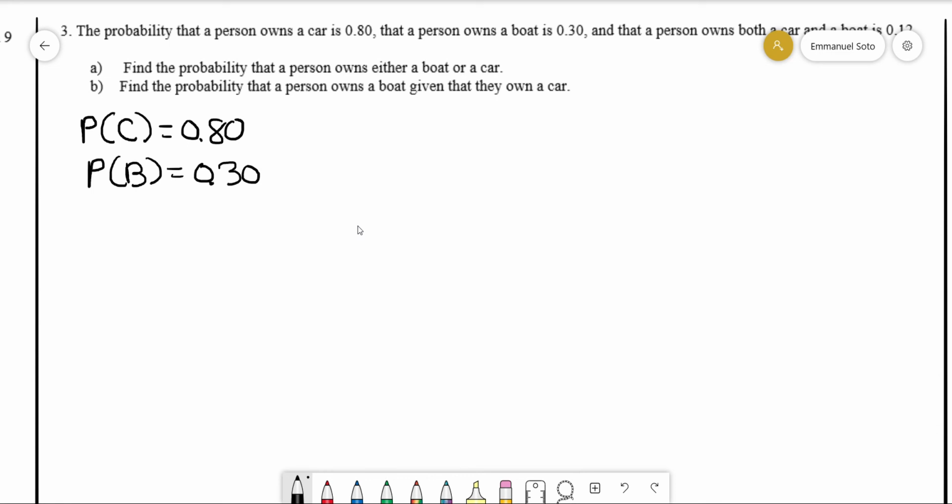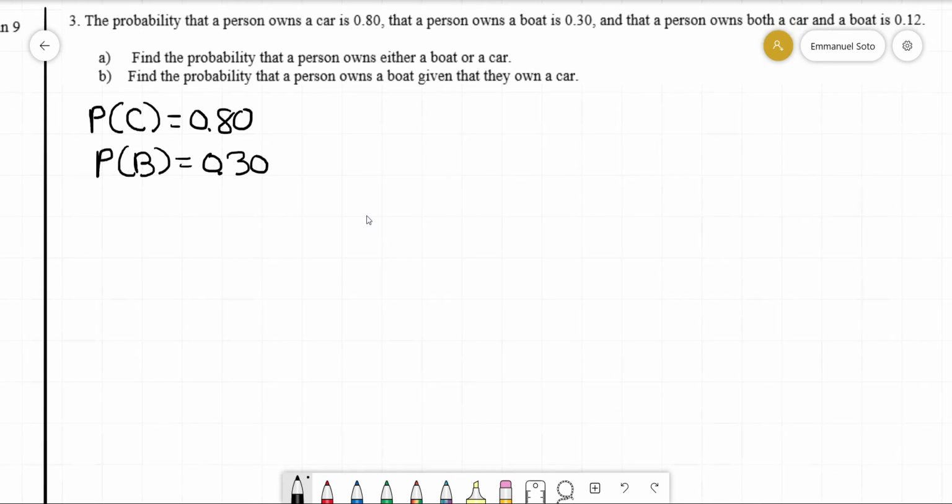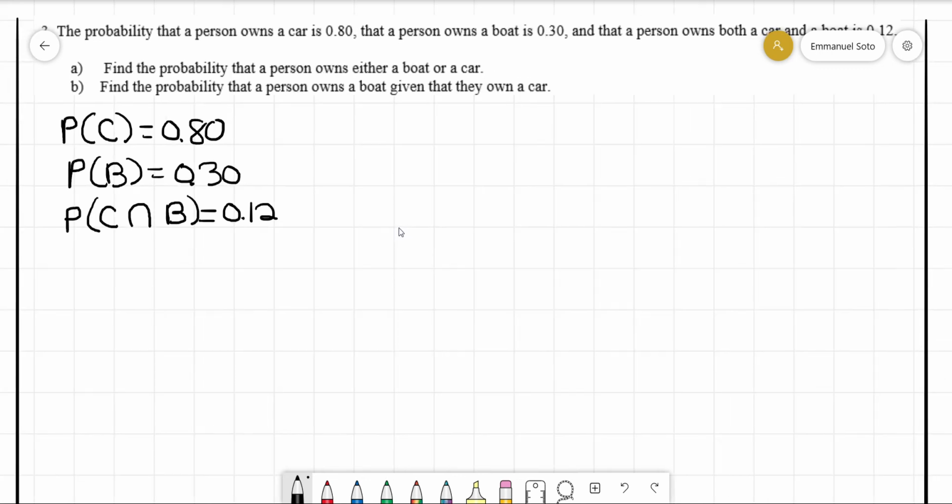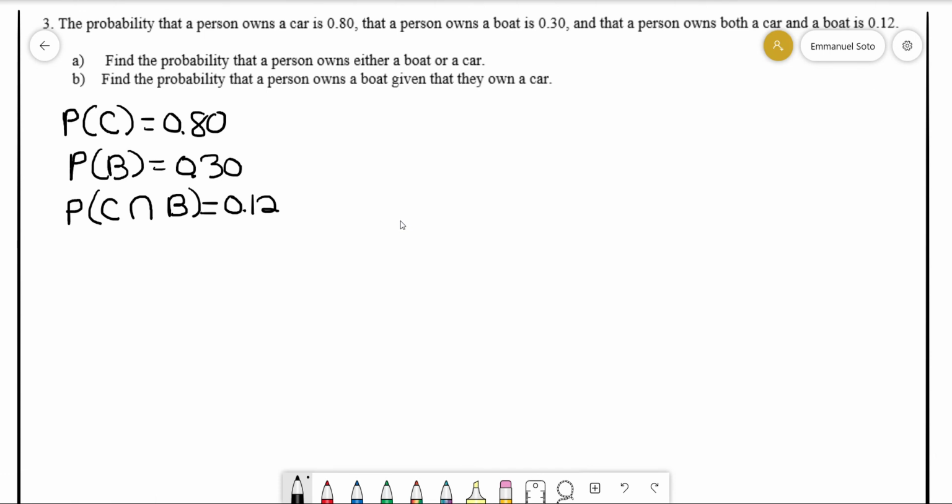Alright. The probability that a person owns both a car and a boat is 0.12. That means that's both, so it's going to be an intersection, "and". So C and B is equal to 0.12. Now we're going to combine the results here for part A.